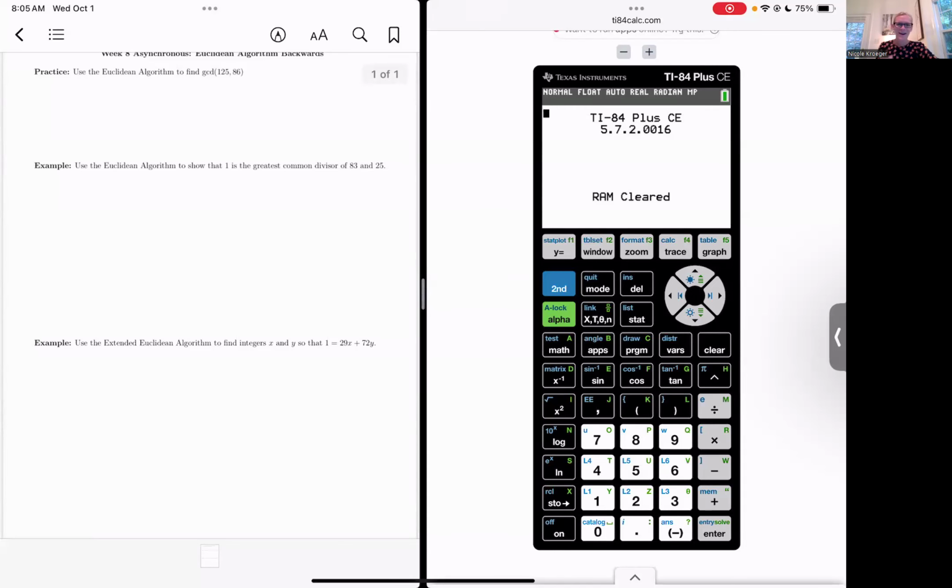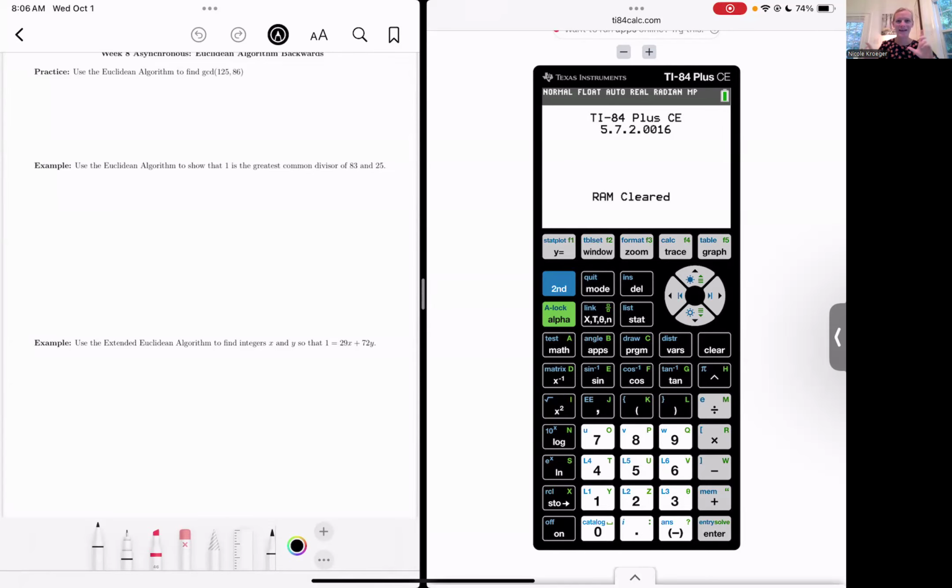Okay, we are going to learn the extended Euclidean algorithm, which is essentially doing the Euclidean algorithm backwards. So we're going to have to start by doing the Euclidean algorithm and then we'll go backwards. And before we do that, let's practice the Euclidean algorithm. So we'll do one example that's pure practice and then another example where we practice and then go backwards.